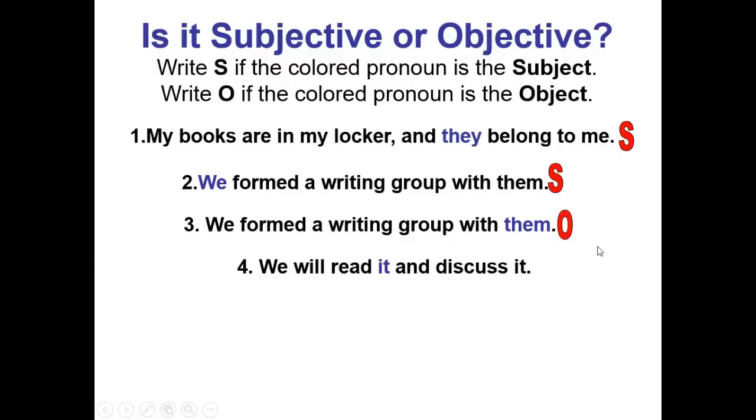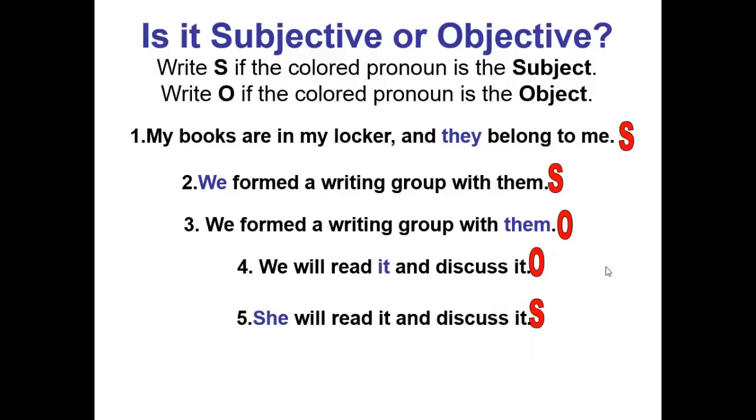Number 4, we will read it and discuss it. This comes after the verb read, so it would be an object. And number 5, whoops, I clicked a little too fast on that one. She will read it and discuss it. She is who or what the sentence is about, so it is a subject.